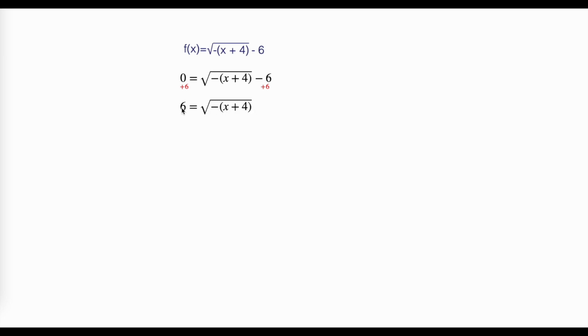I'm going to square both sides. If I square the 6, I get 36. If I square the square root, it's gone. We have 36 is equal to negative x plus 4. Then I want to get rid of this negative, so I can multiply both sides by negative 1. That gives me negative 36 is equal to x plus 4. I want to get rid of this 4, so I subtract 4 from both sides. That gives us negative 40 is x, negative 40.